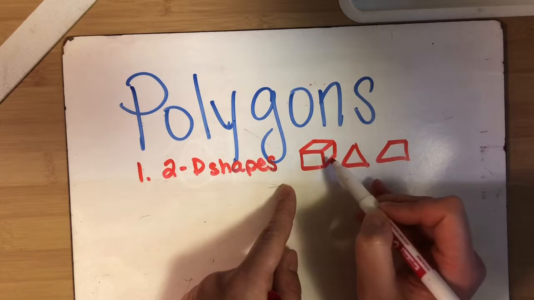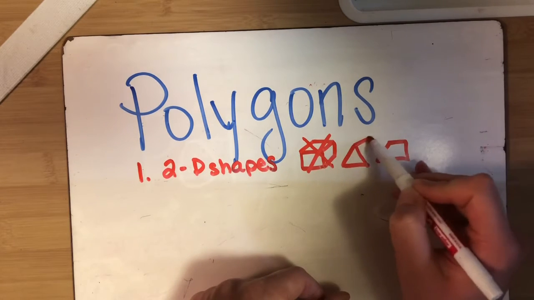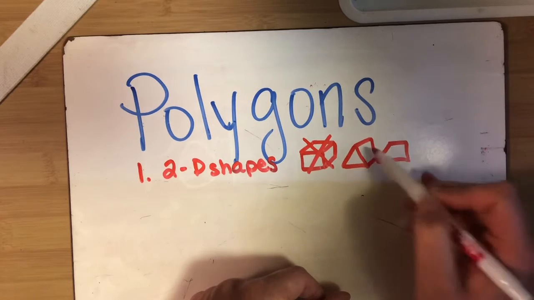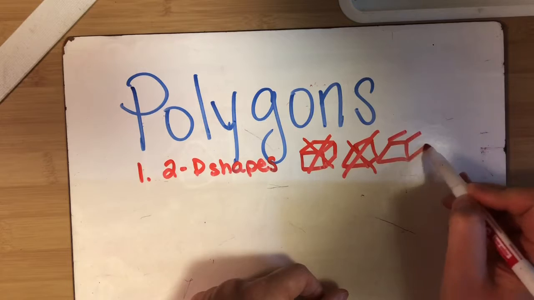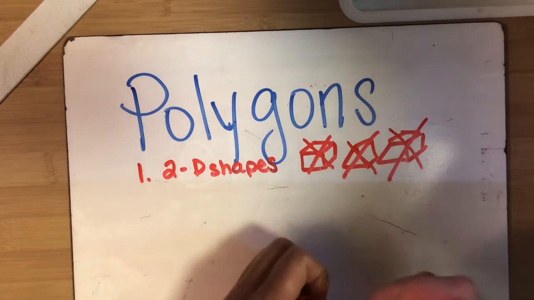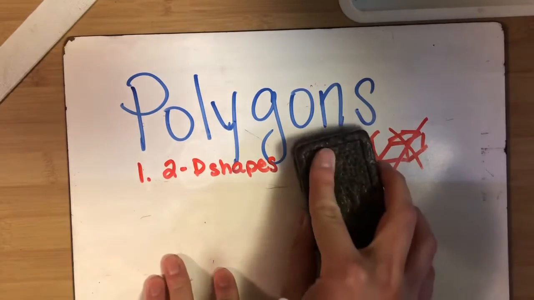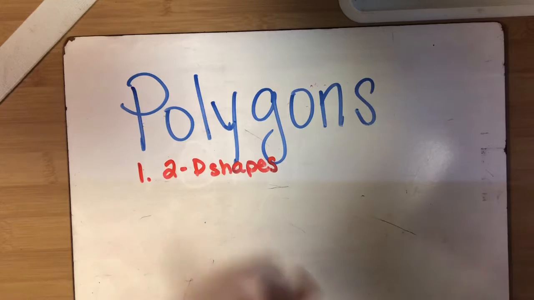So this would be a cube, and this is not a polygon. This is a polygon, but if I add that third dimension, not a polygon anymore. Sorry. Okay? So polygons are always in 2D. So if it has a third dimension, it is not a polygon.